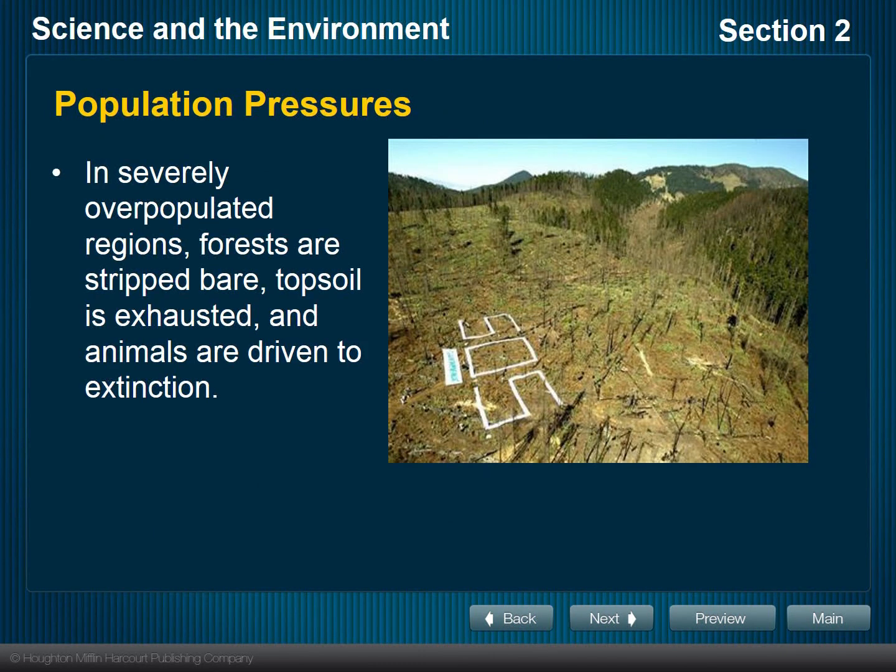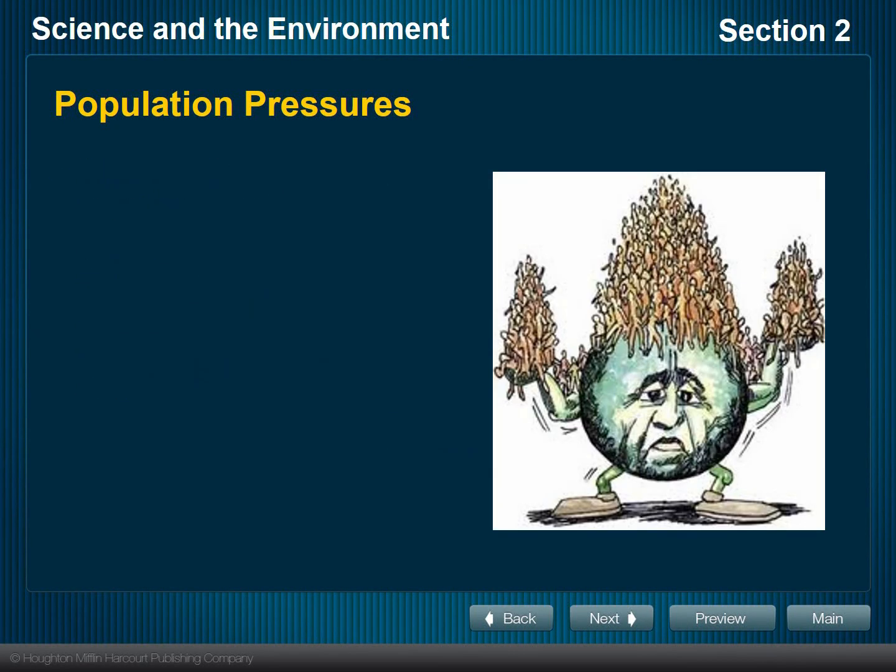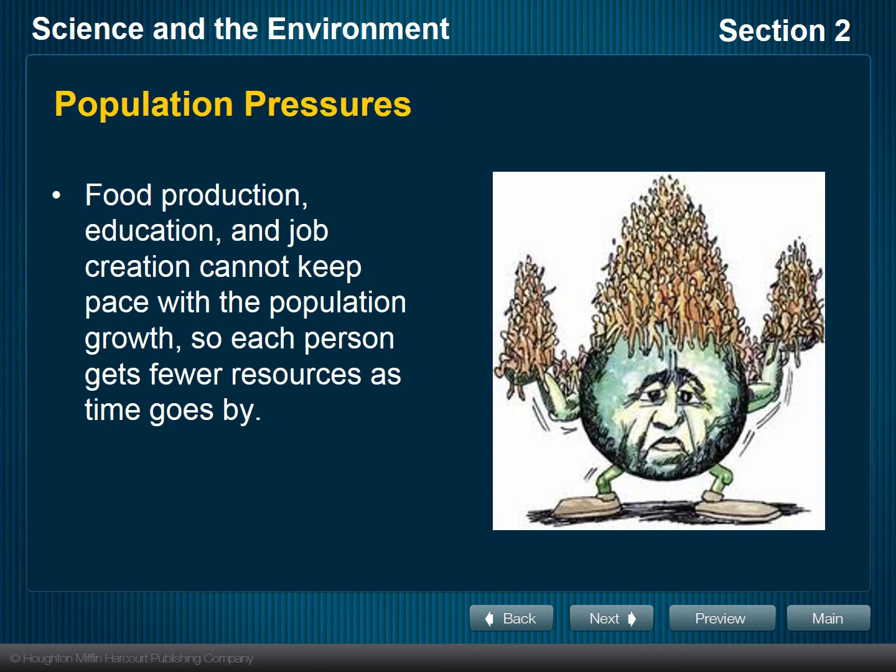In severely overpopulated regions, forests are stripped bare, topsoil is exhausted, and animals are driven to extinction. In these areas, malnutrition, starvation, and disease can be constant threats. In developing countries, millions of people are starving, yet this is where the human population is growing the fastest. Food production, education, and job creation cannot keep pace with the population growth, so each person gets fewer resources as time goes by.